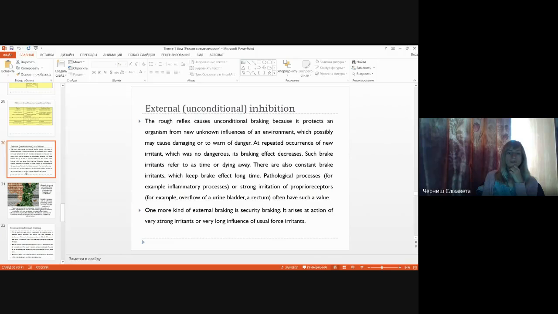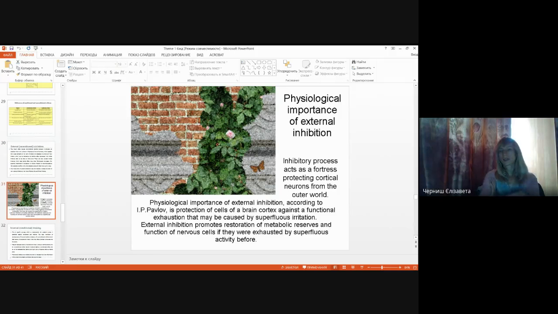Of course, sometimes the impact of different types of dangers can be incurred. Of course, pathological processes of strong irritation of proprioceptors can influence inhibition in many kinds of external braking, or security braking. So it is connected with our environment, in which we carry out our activity, and with the physiological importance of external inhibitors.